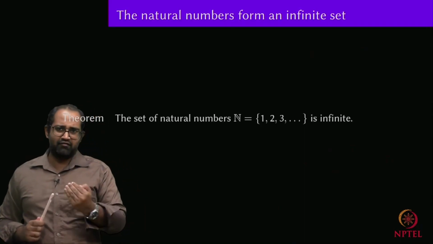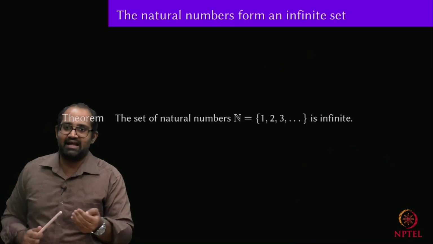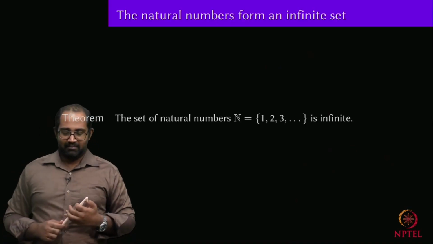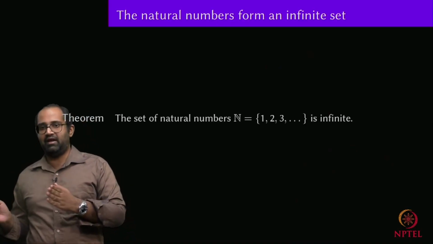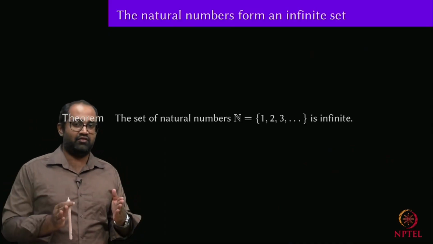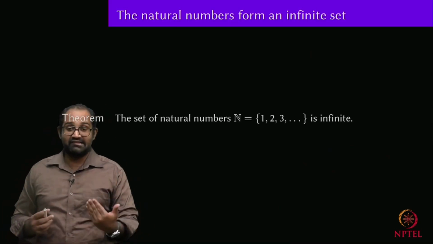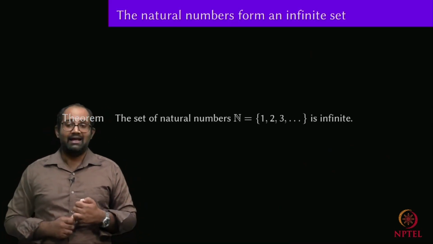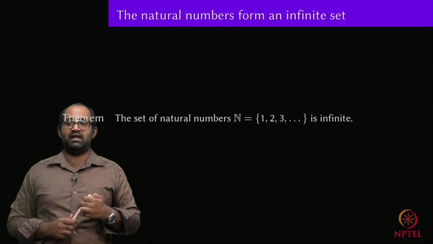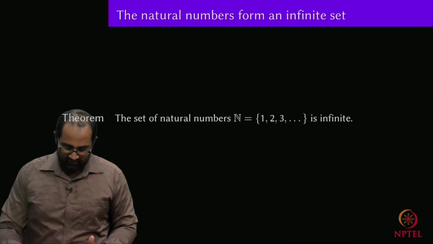The definition of infinite set that we have given is itself a negative definition. That means you say a set is infinite if it is not bijective to any initial segment 1 to n. So the definition itself is a negative definition. Immediately you must attempt a proof by contradiction. So let's try that.